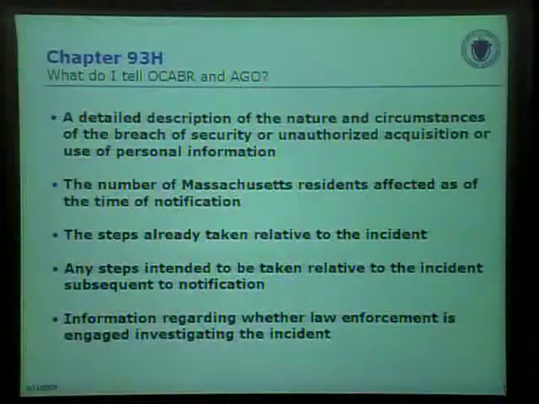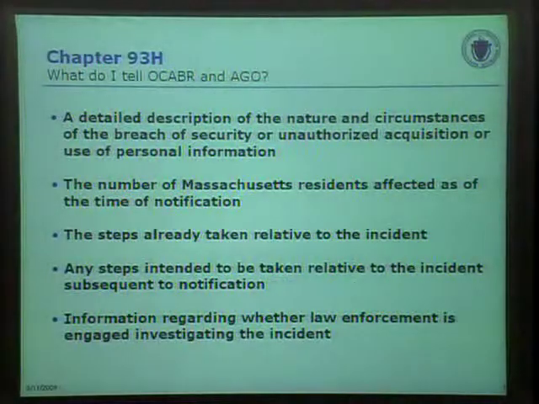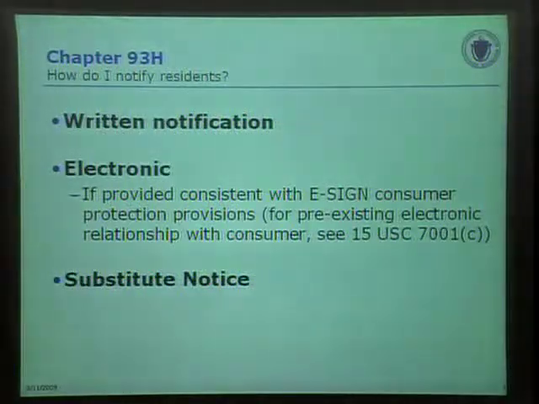What do you need to tell the Office of Consumer Affairs and the Attorney General's office? Basically, a detailed description of what happened, how the access was unauthorized, and how it actually went down. The number of residents that were actually affected, steps taken to remediate the incident, any steps taken before the notification goes out and after the notification goes out, and information on whether law enforcement is engaged or investigating the incident. This is basically to allow, if the FBI or Secret Service or Mass State Police is doing an investigation into the incident, us to work with them and hopefully delay any notification, so it doesn't blow any type of investigation that's currently going on. How do you notify residents?